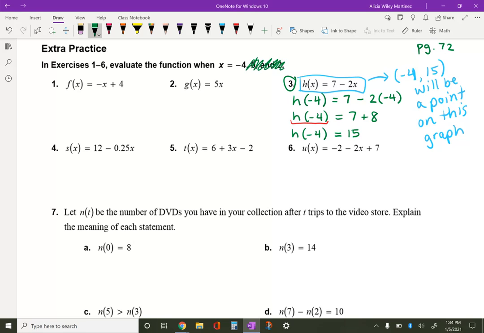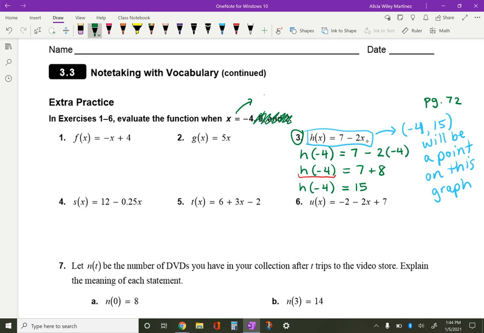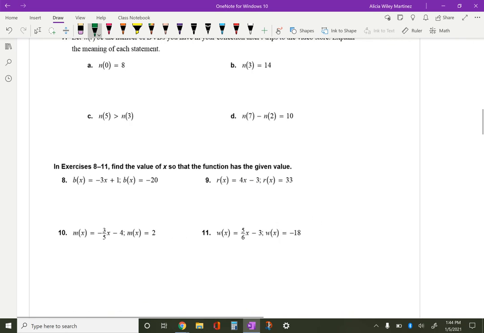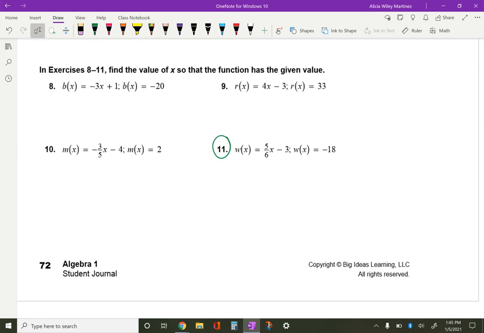So here for these problems, they gave you the x value. Okay, so you were given the x value, or what we can call the input value. Now they are going to change that up on these problems down here. So let's take a look here at number 11. They write their function using w of x equals 5/6x minus 3.